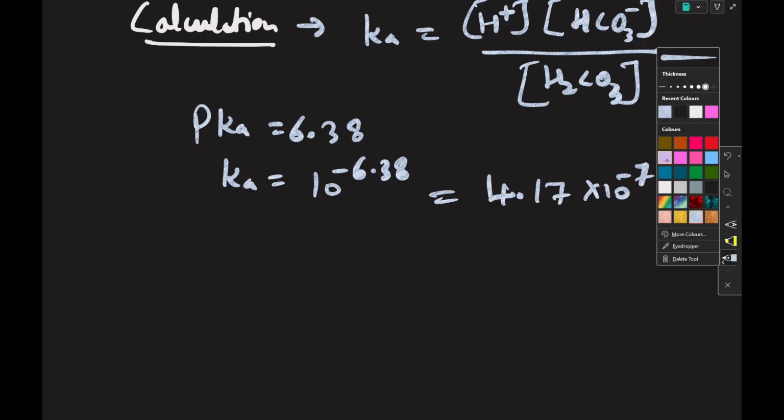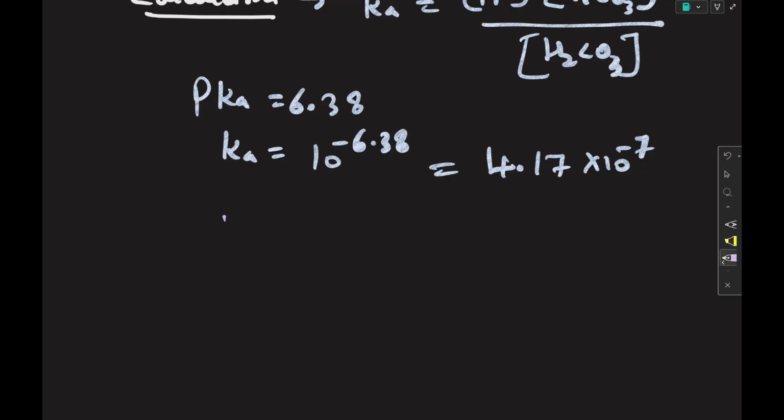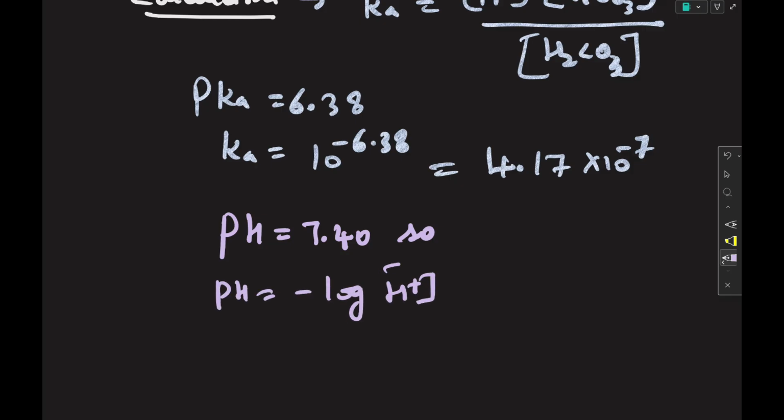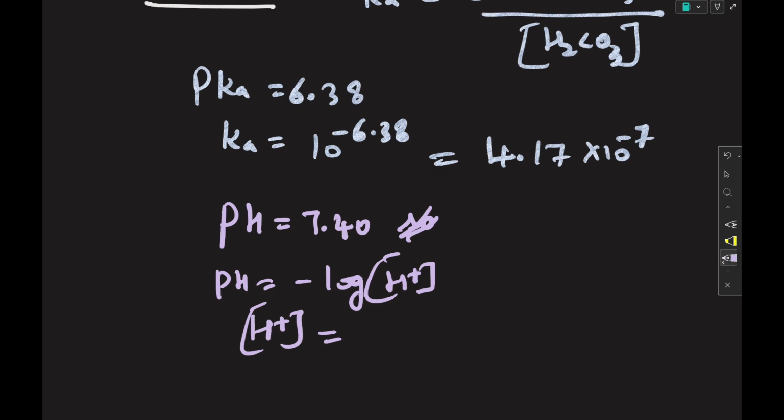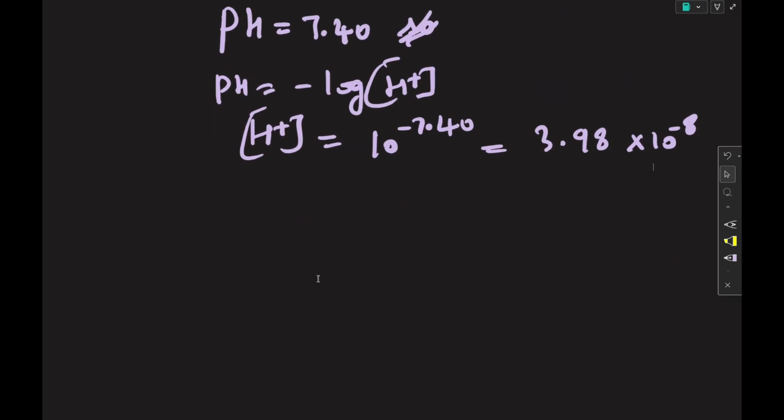So the next step would be this. Use now the pH, which equals 7.40. You know that pH equals negative log of the H plus ion concentration. Therefore, your H plus ion concentration equals 10 to the power minus 7.40, which equals 3.98 times 10 to the power minus 8. Okay, so you've got the H plus ion concentration.